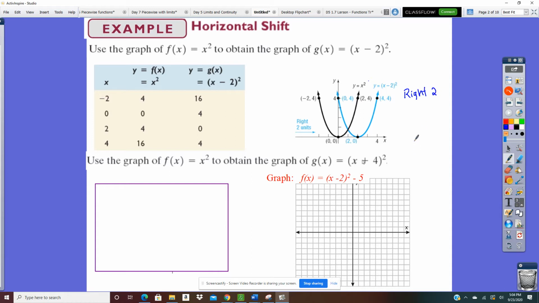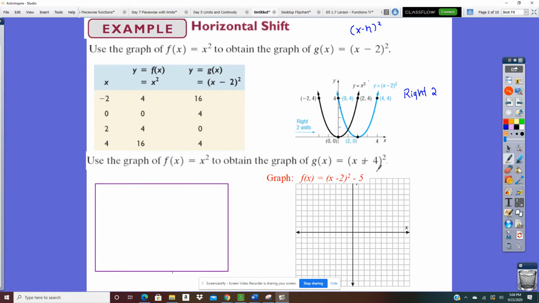So if you remember when you had your equation, this is going to be a minus 2, and so it's going to be the opposite for anything horizontal. The reason why is that the format of the equation is x minus h squared. So since that minus is in there, your h value is actually 2, and it is right 2.